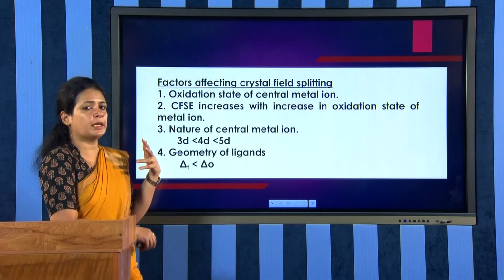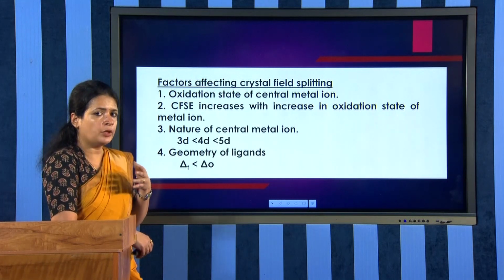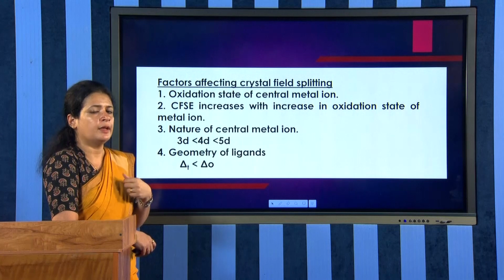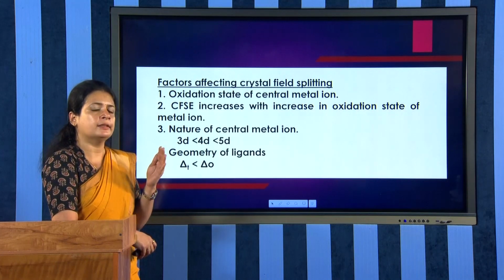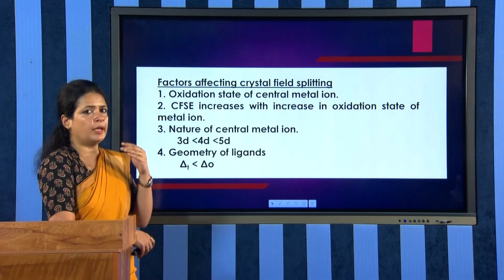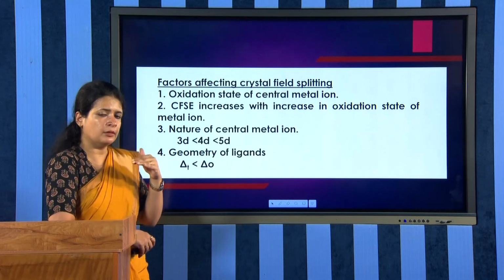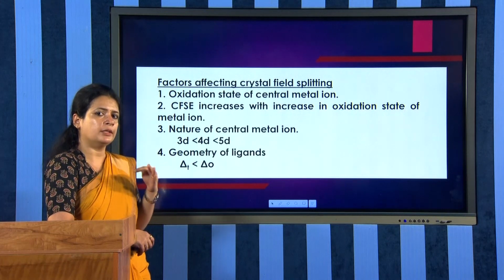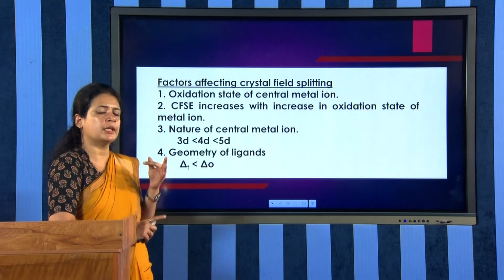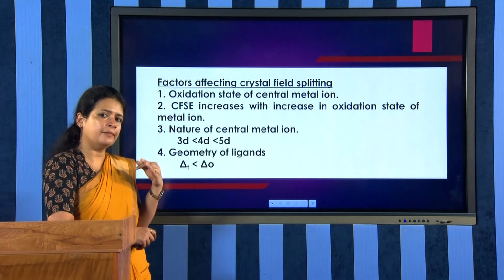Nature of the central metal ion means what type of central metal ion is there. We know that these coordination complexes are formed by transition metal ions, that is, we have the 3d series, 4d series and 5d series. We have three types of transition metal ions, that is, 3d, 4d and 5d series.